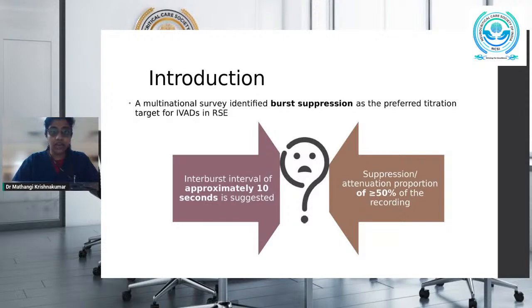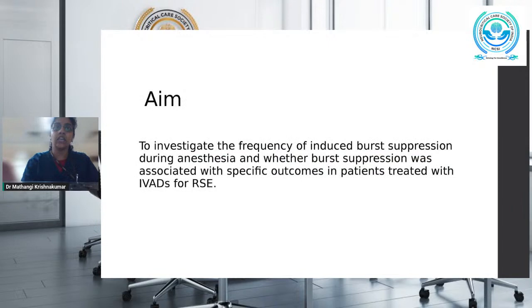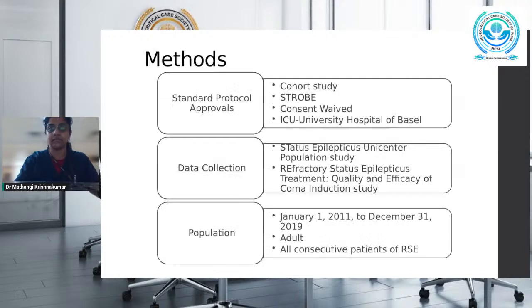A multinational survey identified burst suppression as the preferred titration target for intravenous agents in refractory status epilepticus. If we look at burst suppression, there has to be an interburst interval of approximately 10 seconds, or should we aim at a suppression attenuation proportion of more than 50%? So the question is, should we aim at the interburst interval or at the overall suppression of the EEG? With this background, this study aimed to investigate the frequency of induced burst suppression during anesthesia and whether burst suppression was associated with specific outcomes in patients treated with intravenous anesthetic drugs for refractory status epilepticus.